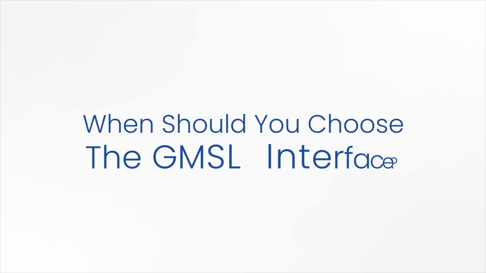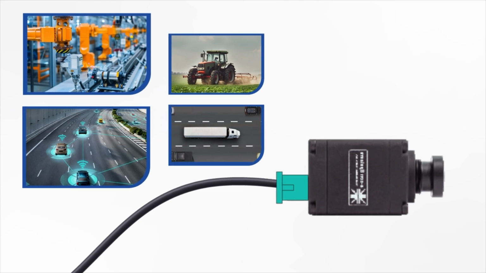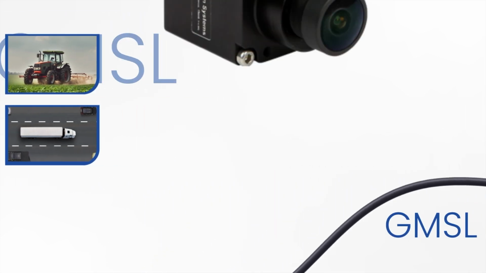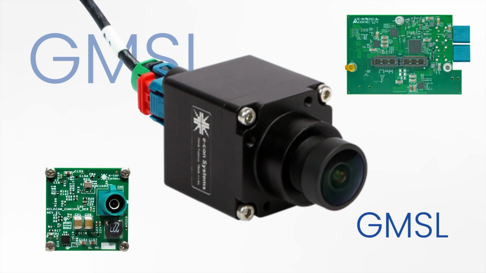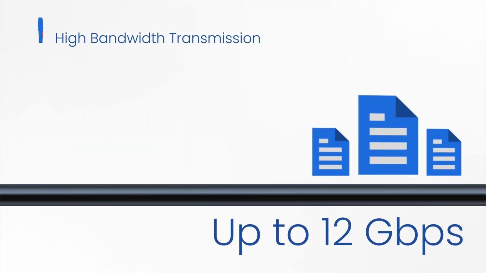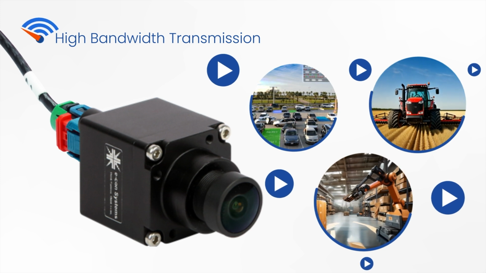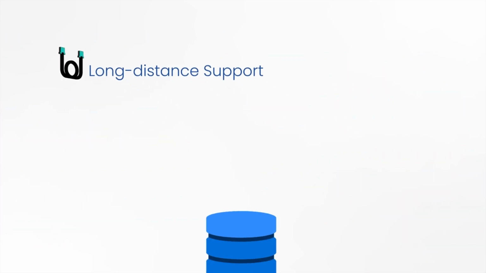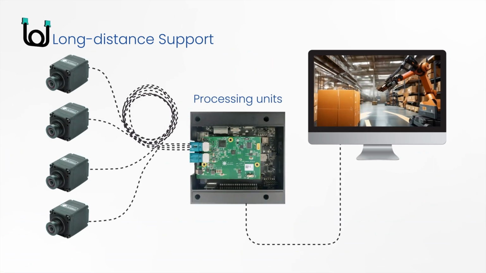When should you choose the GMSL camera interface? Today, there's a suitable camera interface for every scenario you can think of. So, if you require the below features, then the GMSL camera interface and its SerDes technology is what you're looking for. High bandwidth transmission: capable of data transfer rates up to 12 Gbps, GMSL cameras are ideal for applications involving high-definition video streams. Long-distance support: with the ability to maintain high data rates over distances up to 15 meters, GMSL cameras allow flexible placement far from the processing units.